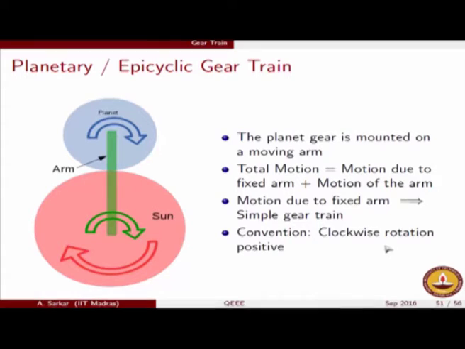We will also take a convention of clockwise rotation being positive. This is just our convention. Before going into the analysis, I would like to make a small note. Different books have different ways of analyzing planetary gear train systems. There are different methods, all of them are right, but I advise you to please follow one method. The one that I am following is pretty simple. It is almost mechanical, and you can do it in a very step by step fashion. This is called the tabular method, so the chances of making mistakes are minimal.